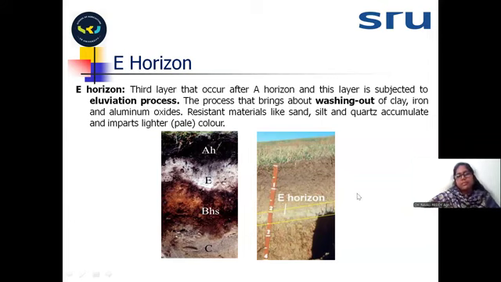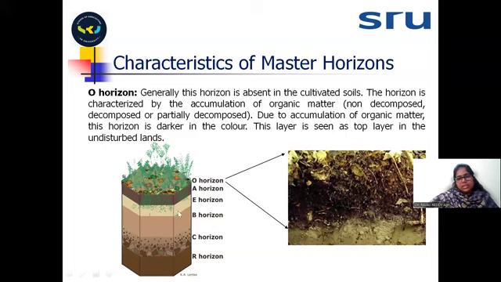So next one is B horizon. B horizon is the layer which lies next to E horizon. This B horizon is also called as subsoil. It is characterized by hard pan, and it is characterized by illuviation process. Whatever is washed out from E horizon will accumulate in B horizon. That means accumulation of sesquioxides and accumulation of clay is the characteristic feature of B horizon.